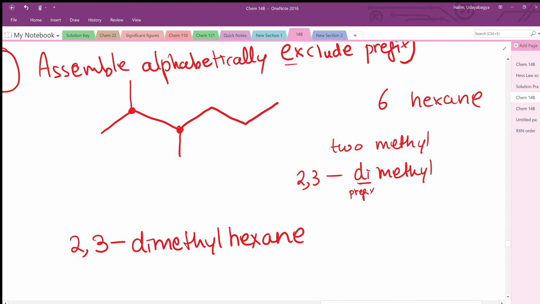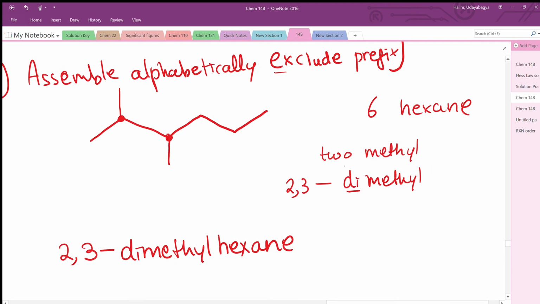So we simply reverse the process on how we draw from the name. Di simply means two. There are two methyl groups. There's two, and they're in positions 2 and 3. If it's a 2,2 dimethyl, then it would look something like that. Then this particular molecule is now 2,2 dimethyl.